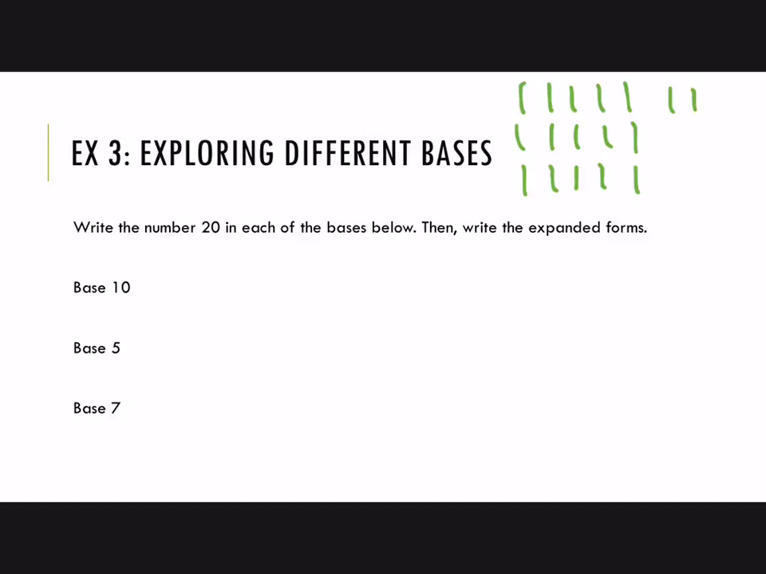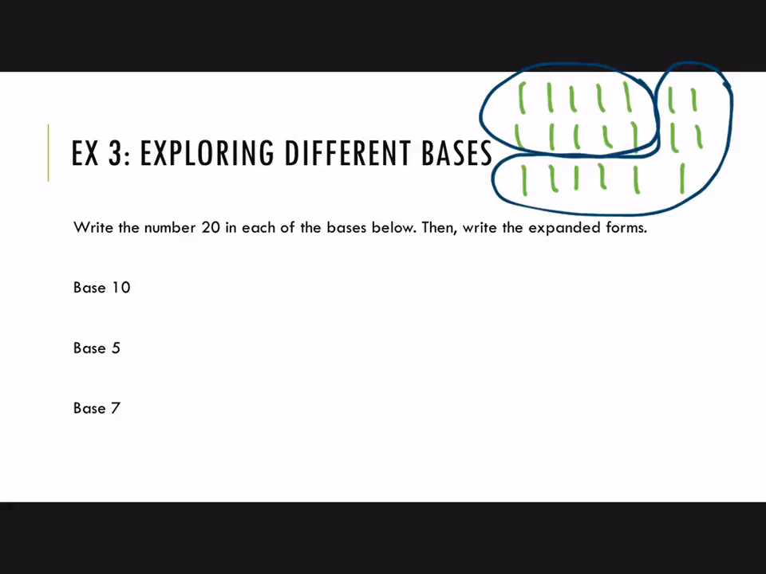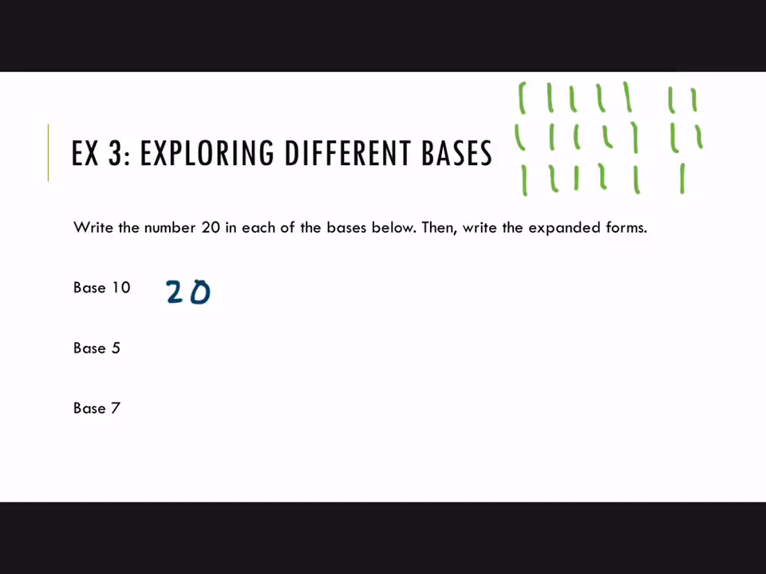Okay, and then 1, 2, 3, 4, 5. There we go. That's 20. Okay, so in base 10, if I look at the groups of 10, here's a group of 10, and here's a group of 10. So I have enough to make 2 groups of 10 with no 1s left over. So 2, 0, and that means 2 groups of 10 with 0 1s left over.